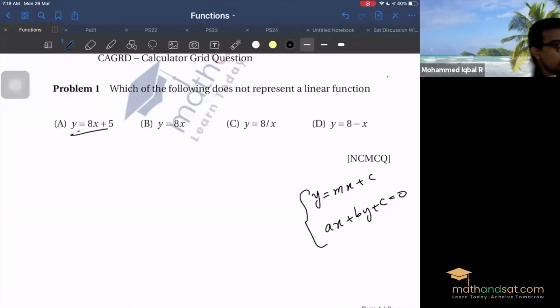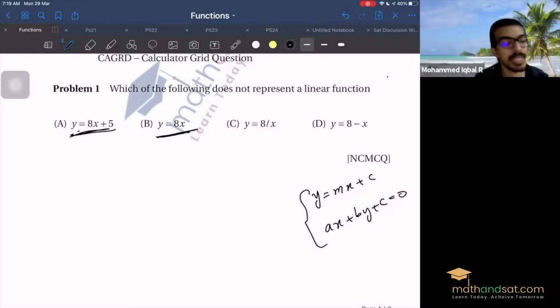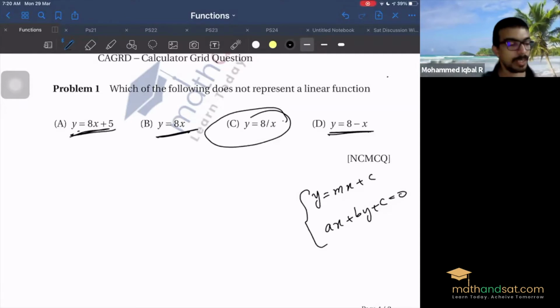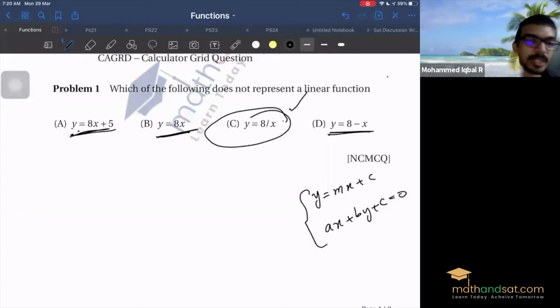So this is in the form of mx + c. This is also in the form of mx + c, just that c is 0. That's not an issue. This is also in the form of mx + c. Okay. But y = 8/x is not a linear function. This does not represent a linear function.